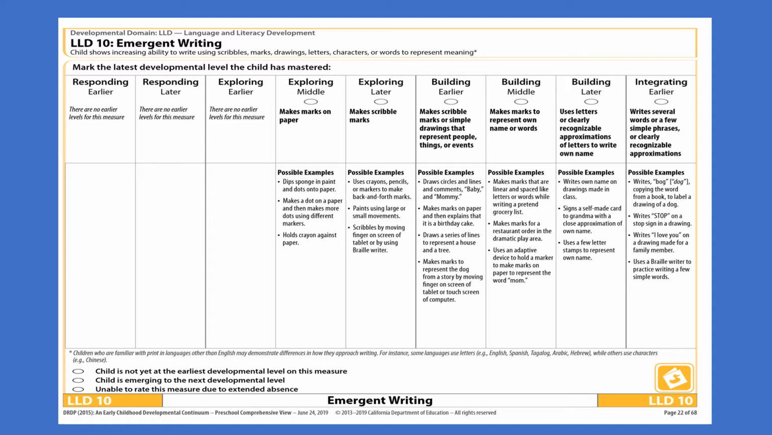And then as we move across, by the end of the preschool year, this is what we would expect typically developing preschoolers to be able to do, write several words or phrases and recognize approximations. It should be noted that integrating earlier is also what we will see within the kindergarten year.